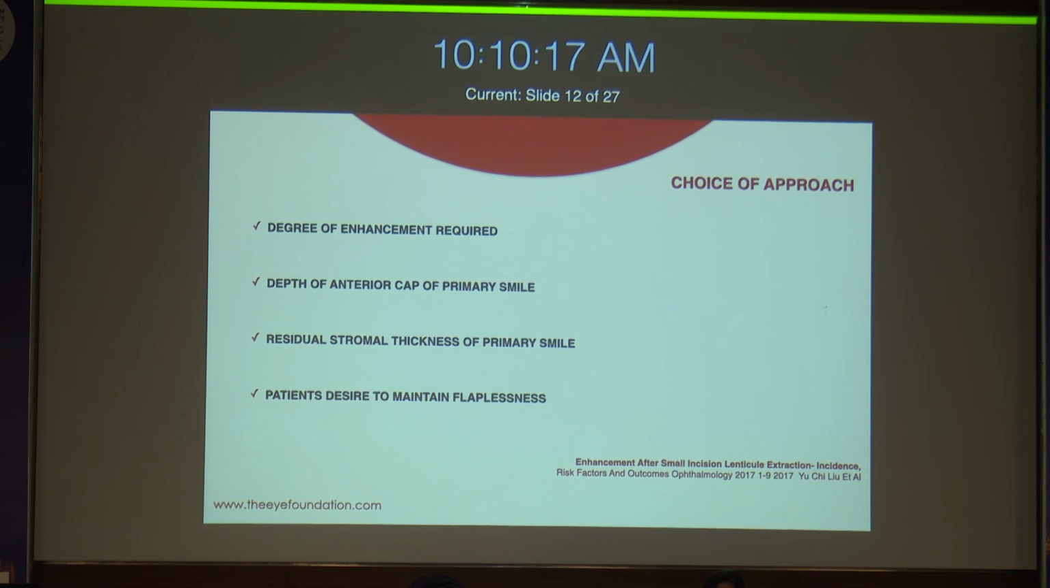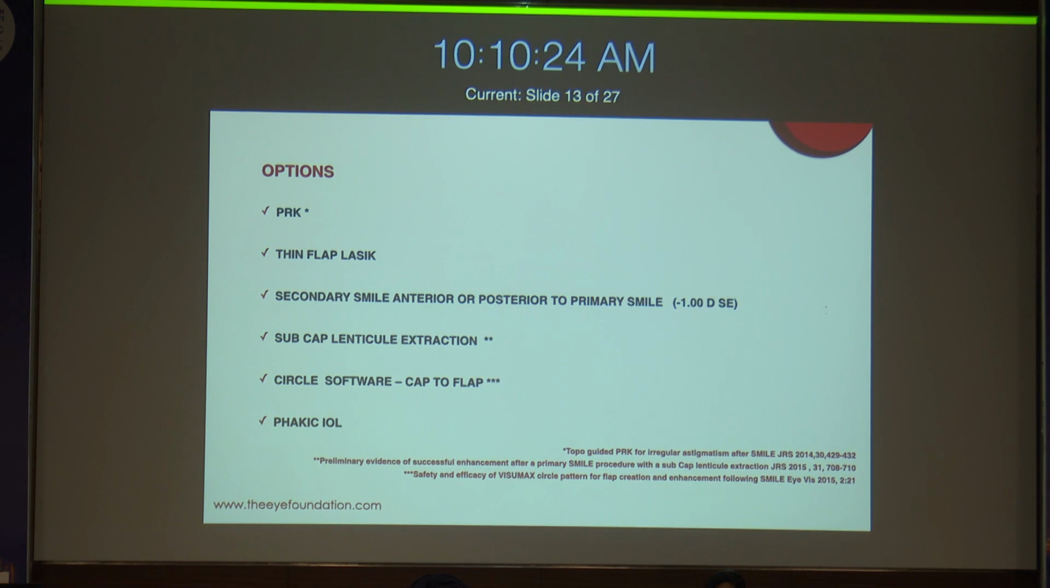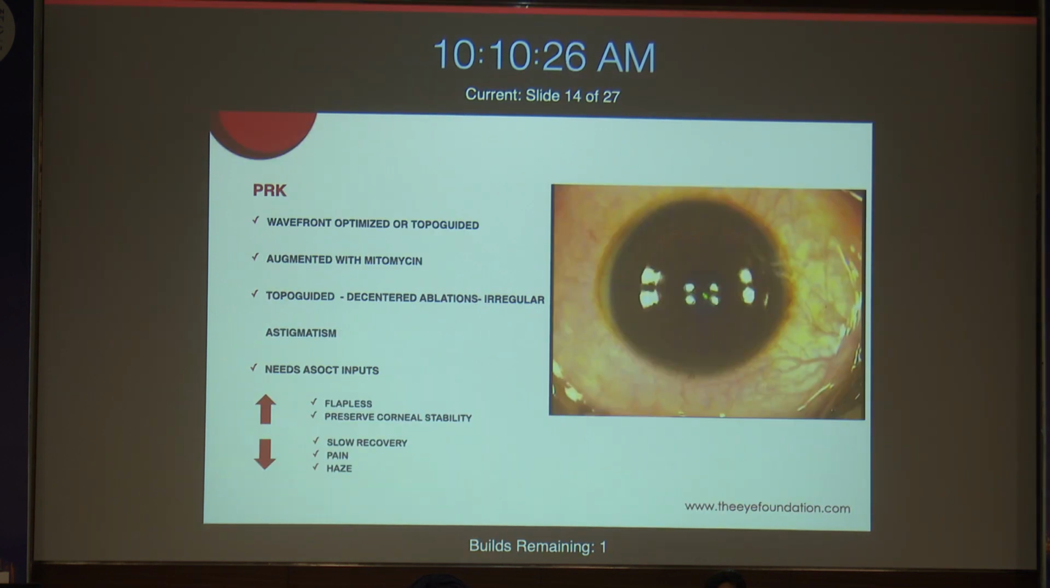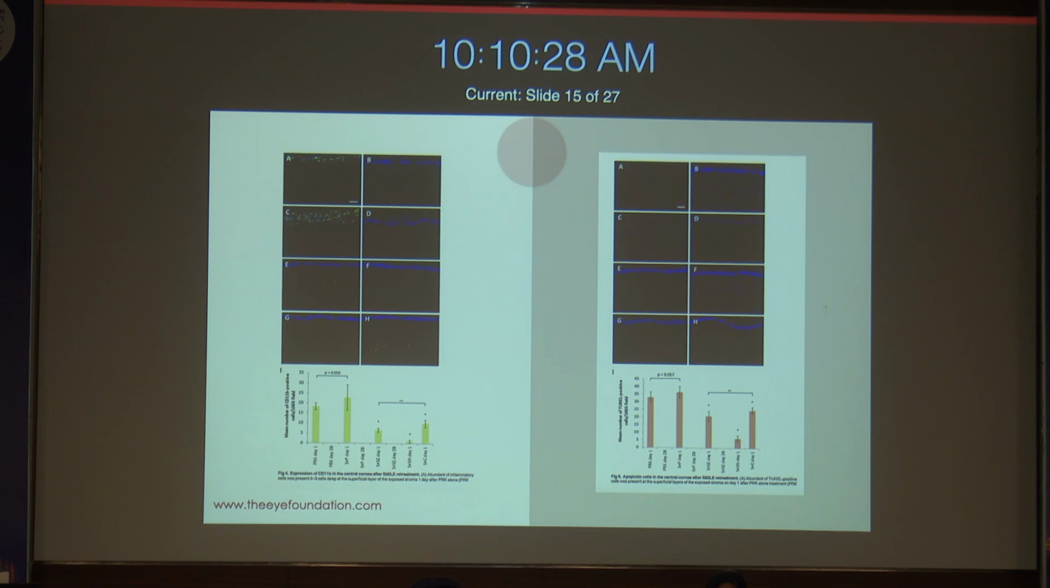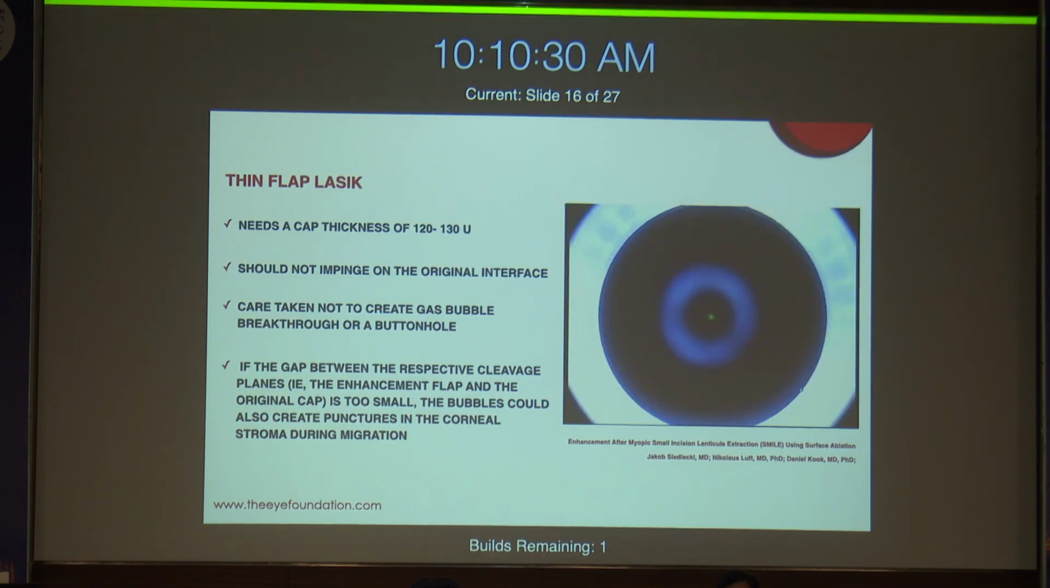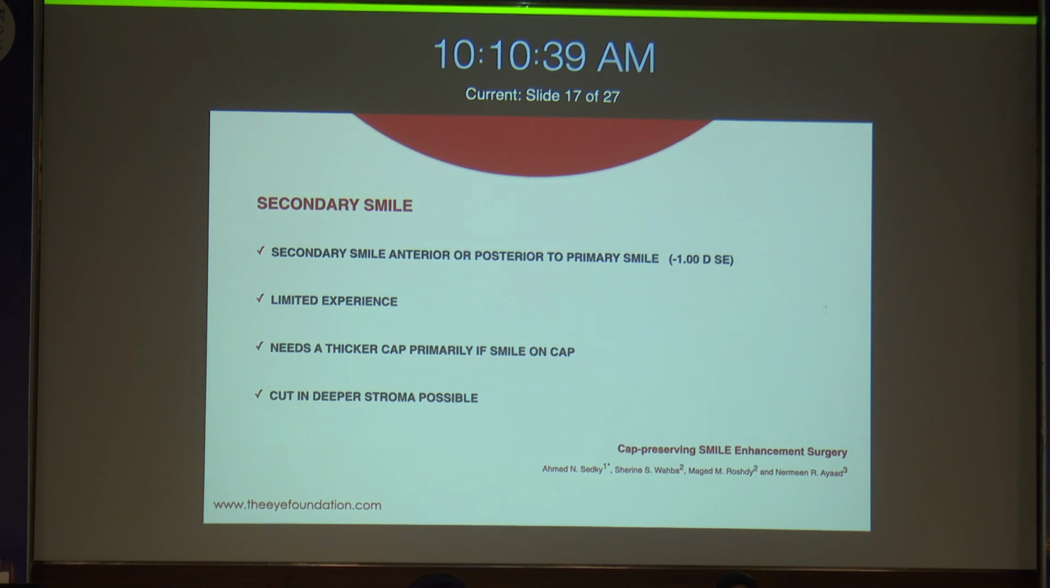You could do a PRK. You could do a CIRCLE software, and again there is this option of doing a thin flap LASIK if the initial cap is quite thick. The basic important thing we need to know is that to do a thin flap LASIK, your initial flap has to be very thick and it should not impinge on the original interface. That has to be kept in mind.